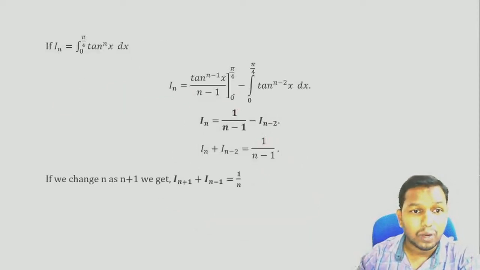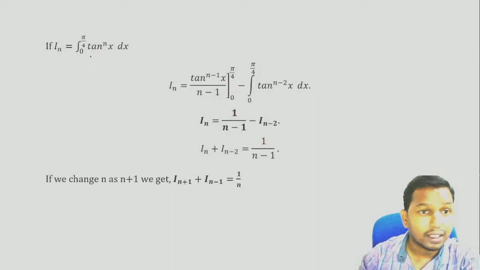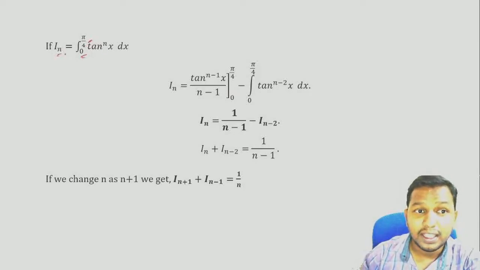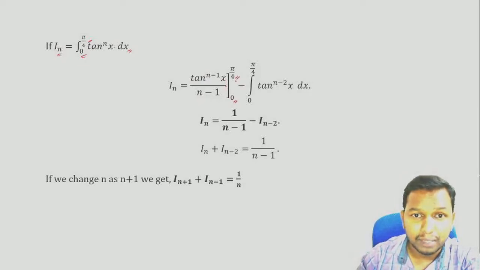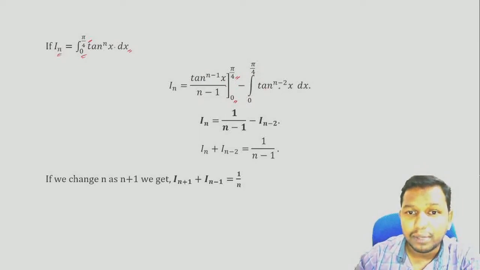So let's see what happens if we take a definite limit from 0 to pi by 4 for that function. That is, I_n is equal to the integral from 0 to pi by 4 of tan^n x dx. By the reduction formula we have I_n equal to tan^(n-1) x divided by (n minus 1) from the limits 0 to pi by 4, minus the integral from 0 to pi by 4 of tan^(n-2) x dx.